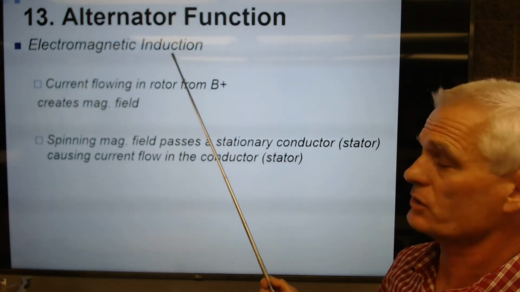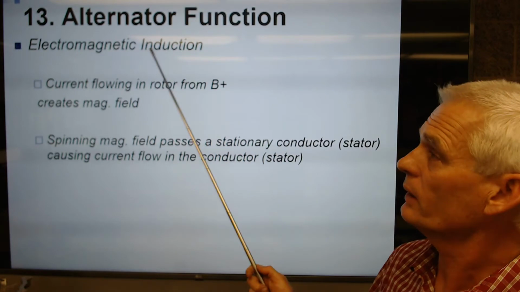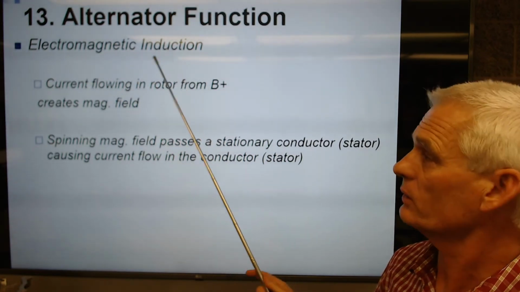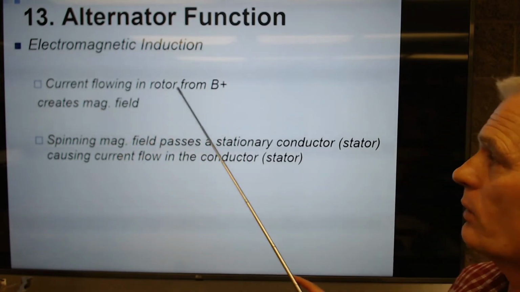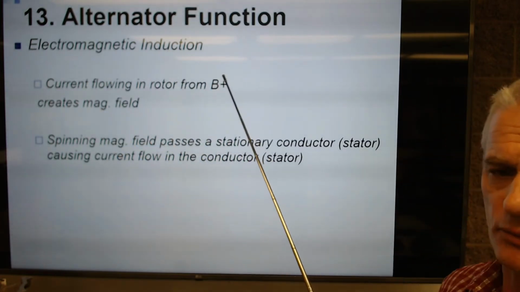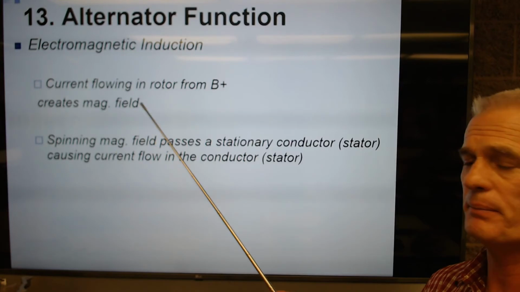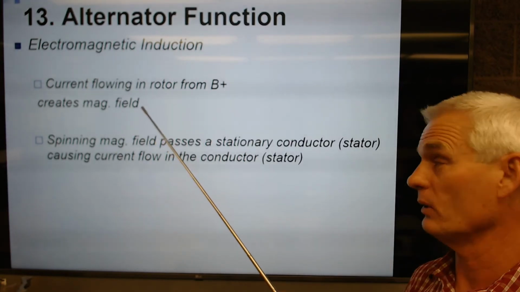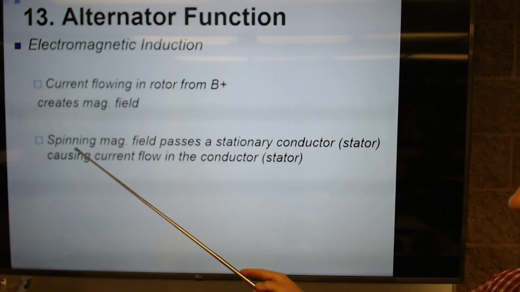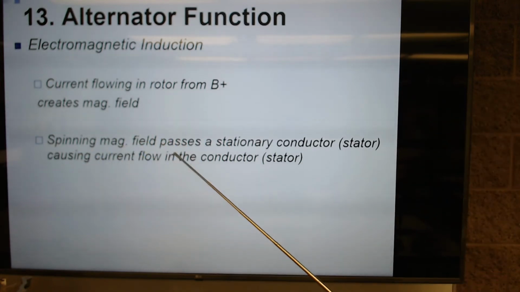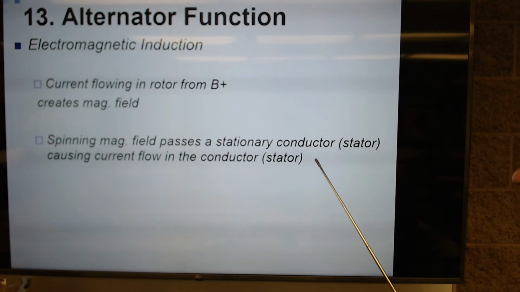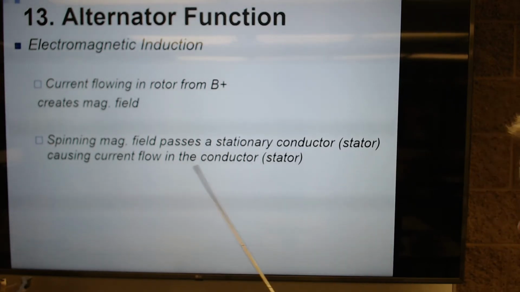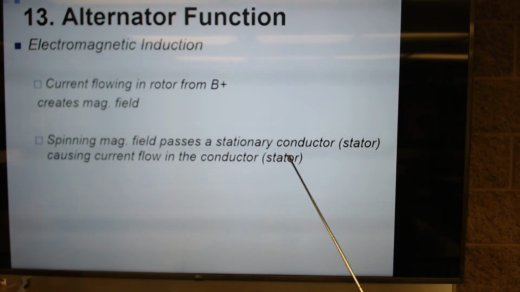We're going to cause induction. Induction means to put into. So we use an electromagnet to put a current flow into an adjacent conductor. So current flowing in the rotor from the battery, regulated by the voltage regulator, is going to create a magnetic field. The stronger the magnetic field, the more output the alternator makes. That spinning magnetic field is going to pass a stationary conductor, or several stationary conductors, which is what the stator is, causing current flow in the conductor.